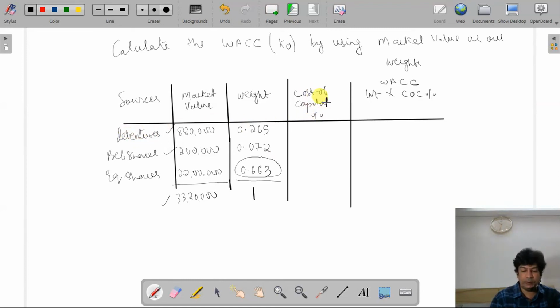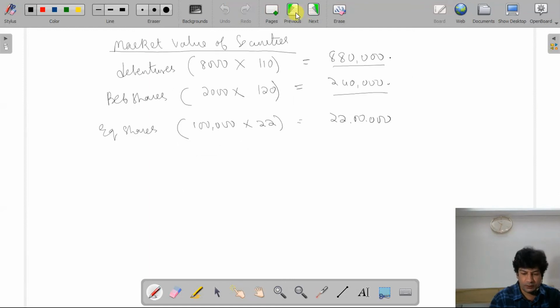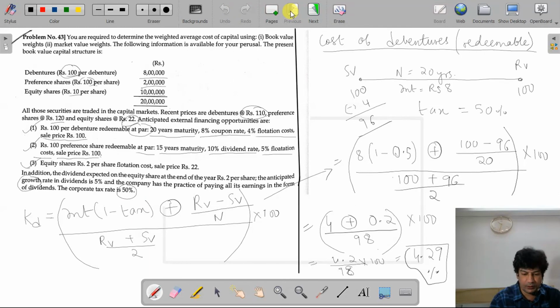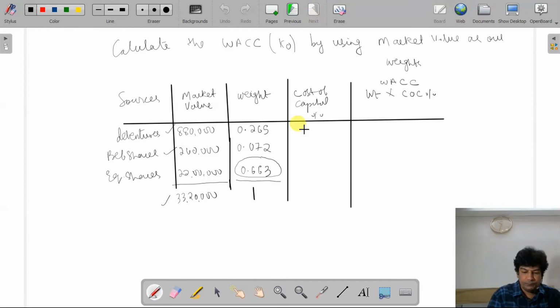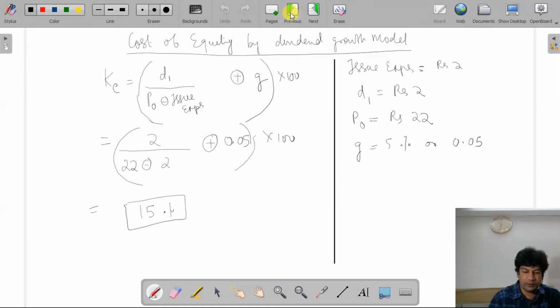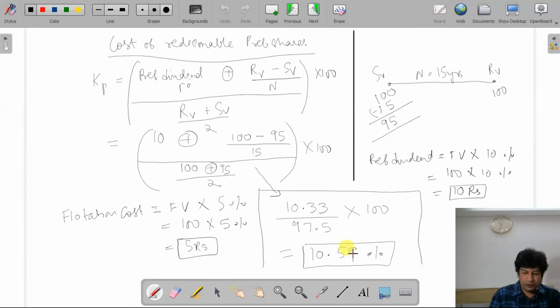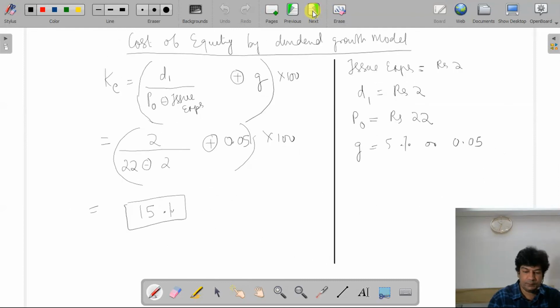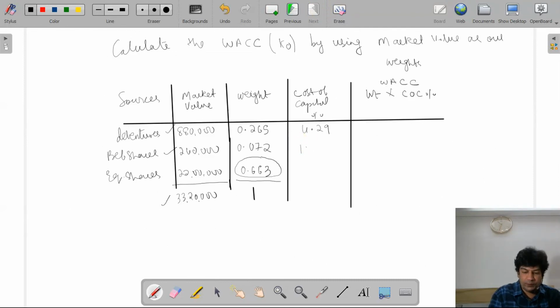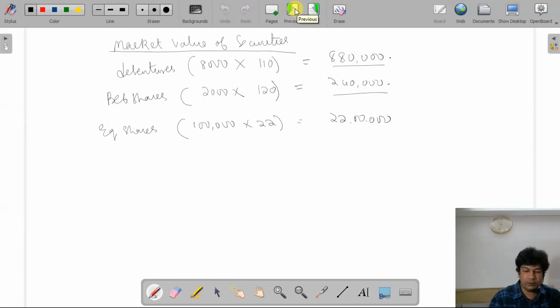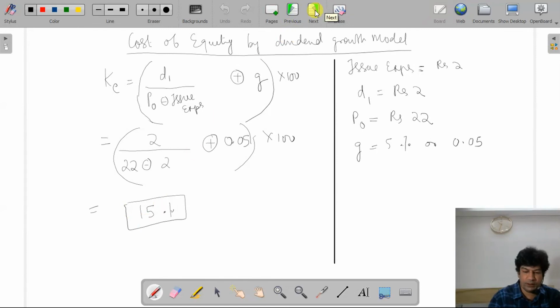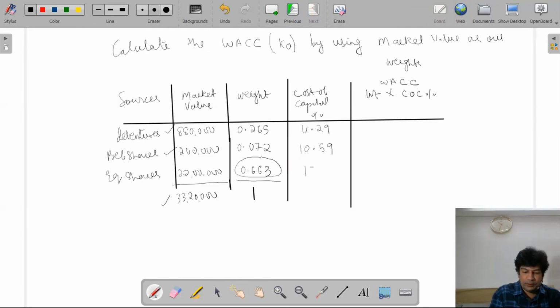So for debentures, we are going to see the cost of capital. The cost of capital for debentures is 4.29. Then we will get the cost of preference shares. So the cost of preference shares is 10.59. Then we are going to get the cost of equity, which is 15.